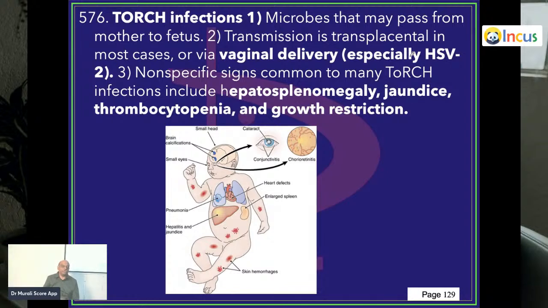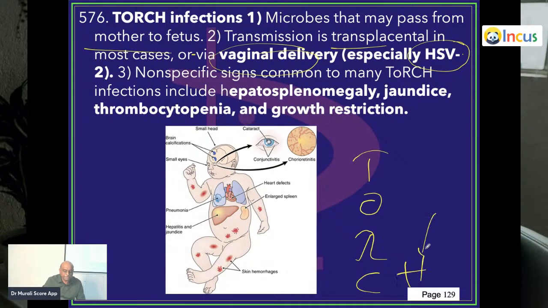Next, doctor. TORCH group of infections. Typically, they pass from mother to fetus. Transplacentally, sometimes by vaginal delivery also, especially herpes simplex among the TORCH. H is herpes simplex. It comes by vaginal delivery. Whereas toxoplasma, rubella, cytomegalovirus, they all happen across the placenta.